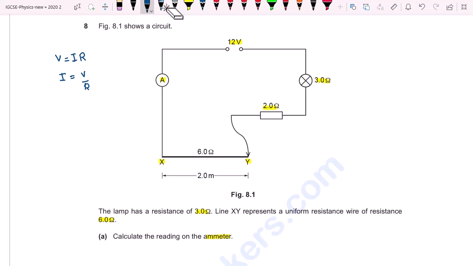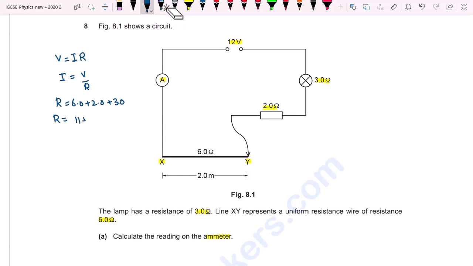We don't know which value of R we have to use, as the ammeter is a device that is used to measure the current of this whole circuit. That's why we have to include all of these resistances. You can see here it is a 3 ohm resistance, it is a 2 ohm resistance, and these are the X and Y points, and the resistance of this is 6 ohms. We have to add all of these resistances, and R is equal to 6.0 plus 2.0 plus 3.0.